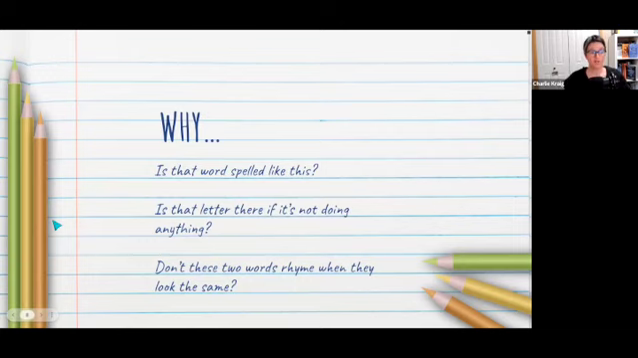So quite often what causes us to pause is when we feel like something just isn't making sense. So why is that word spelled like this? Or what is that letter doing there if it doesn't actually have a job? Like, why is it in the word? Or why do these two words rhyme when they don't look the same? Or how is it they look the same, but they don't rhyme? So all of these kinds of questions can lead us into some kind of inquiry or exploration of words.